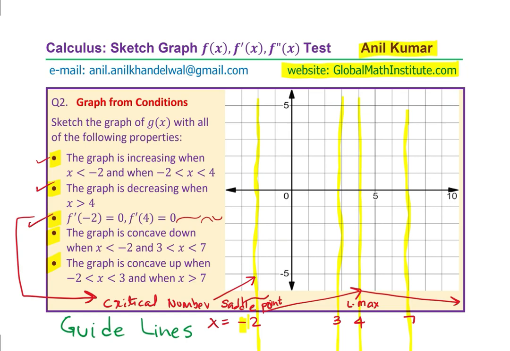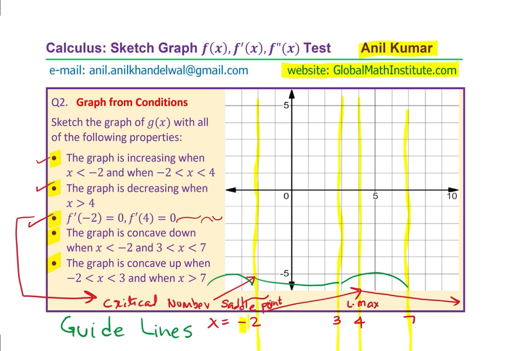Okay, let's move on. It says the graph is concave down in the interval when x is less than -2. So x less than -2 means concave down, kind of like this. You see that concave down? And between 3 and 7, the graph is concave down. So that is the shape of the graph. And it is concave up between -2 and 3, between these 2 points.